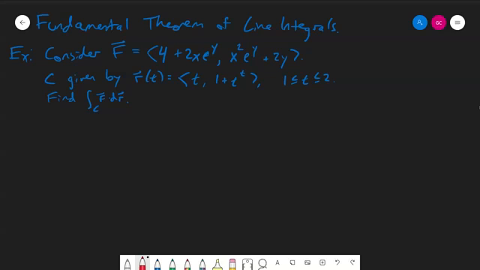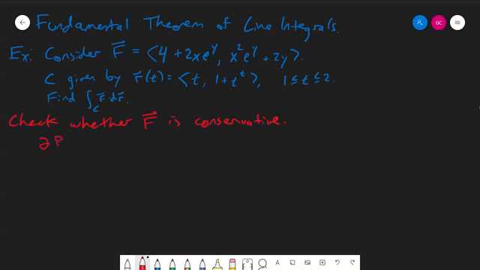Okay, let's look at an example where we have a vector field as shown and a parameterization for a path, and we want to find the line integral along that path in that vector field. So what I'm going to do first of all is to check whether that vector field is conservative, because if it is, then the fundamental theorem of line integrals is usually an easier way of calculating things.